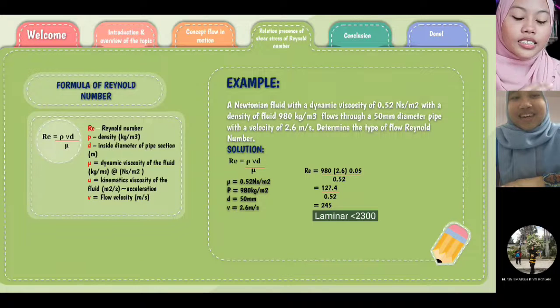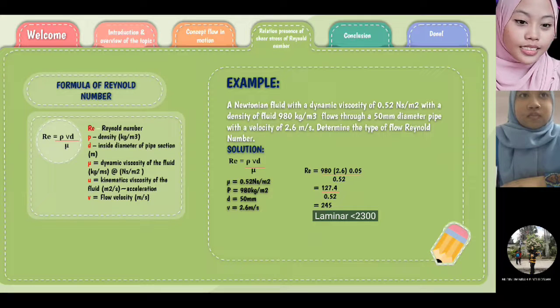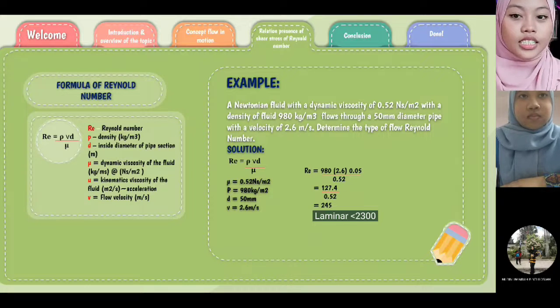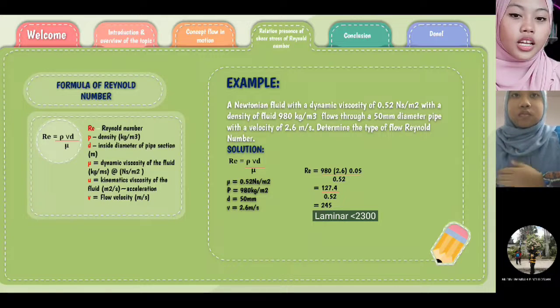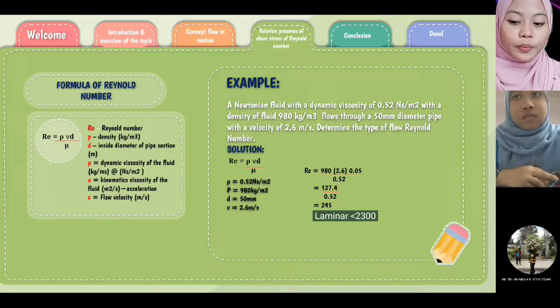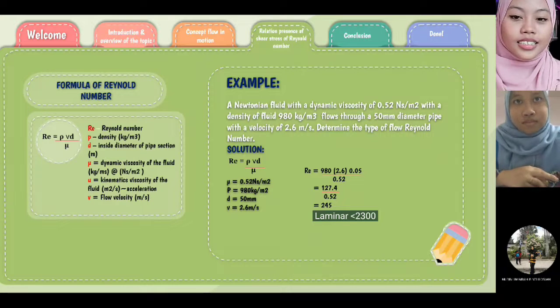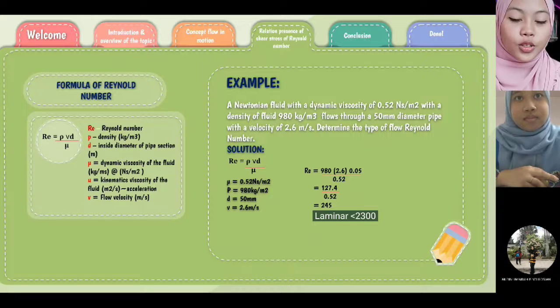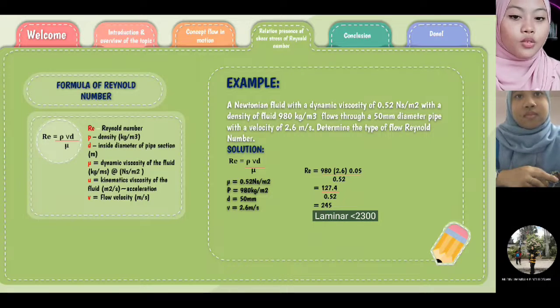So, this is the question and how to find the Reynolds number. At the left, we have the formula of Reynolds number. The question is, a Newtonian fluid with a dynamic viscosity of 0.52 Ns per meter square and a density of 918 kg per meter cube flows through a 50 mm diameter pipe with a velocity of 2.6 meter per second. Determine the type of flow by Reynolds number.